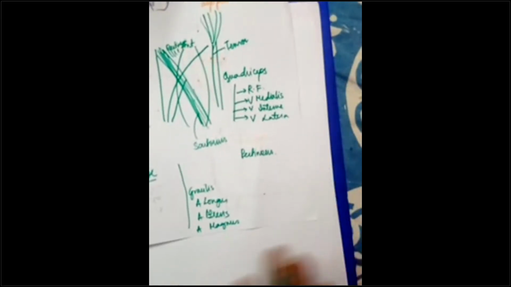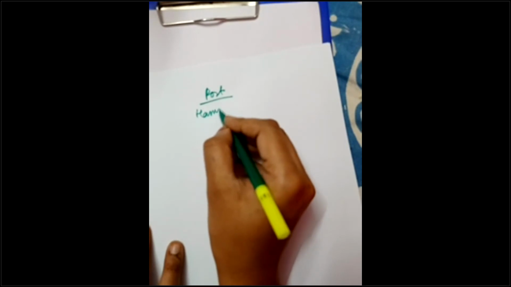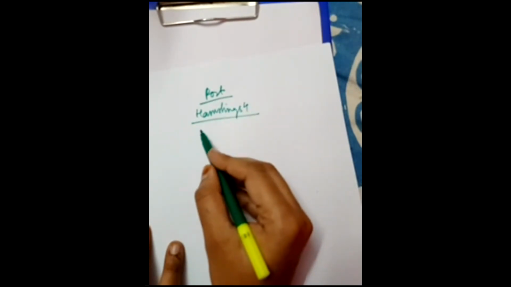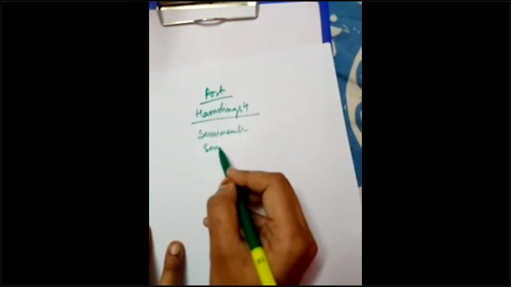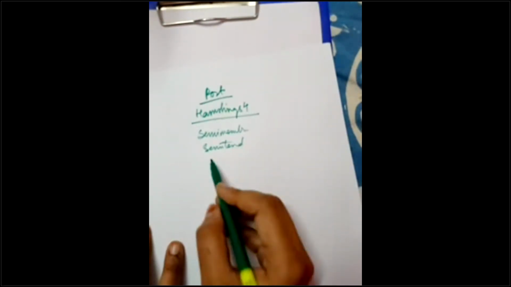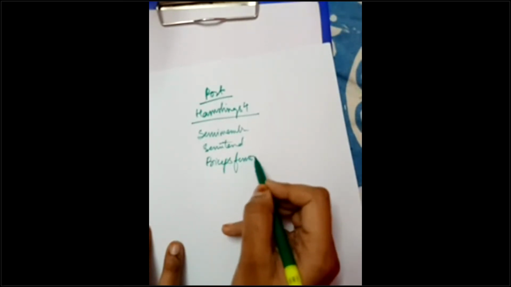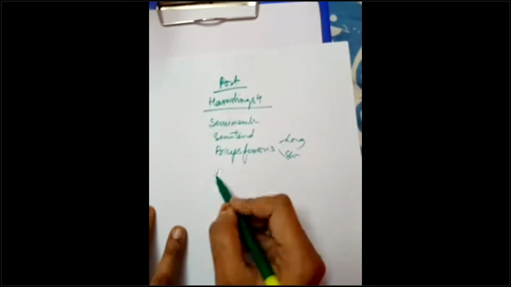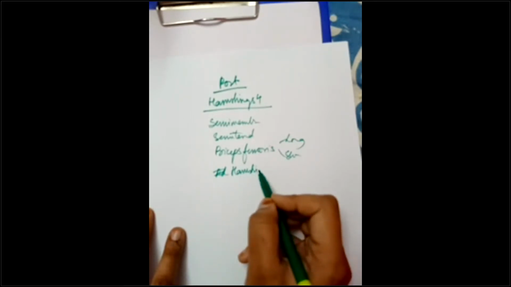Okay. Done. Then moving on to your posterior compartment. In the posterior compartment you will have your hamstrings, 4 hamstrings. One will be your semimembranosus, semitendinosus, biceps femoris, long head, short head, and your adductor hamstring part of adductor magnus.